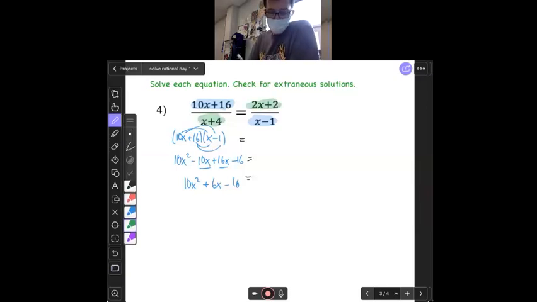I'm going to do that right side. And distribution here, 2x squared plus 2x, 8x plus 8. Finding like terms gives us 2x squared plus 10x plus 8.